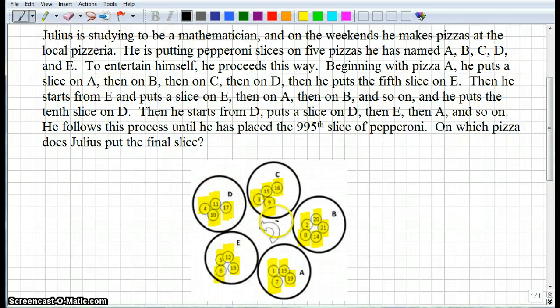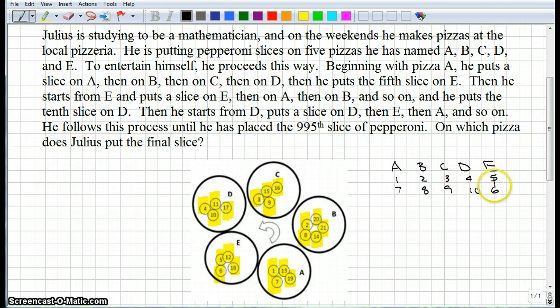So, the question is, he puts 995 slices of pepperoni on these 5 pizzas, and what pizza gets the 995th slice? Well, I'm hoping there's a pattern here. So I am going to make a little table and list out the pizzas A, B, C, D, and E. So he puts pepperoni slice 1, 2, 3, 4, 5. Okay, then he does the little stutter thing, so he puts a 6, but then he goes back around to A. So that's 7, 8, 9, 10.